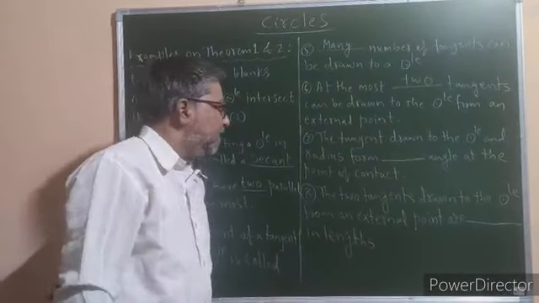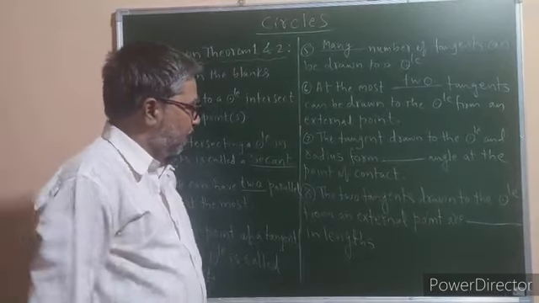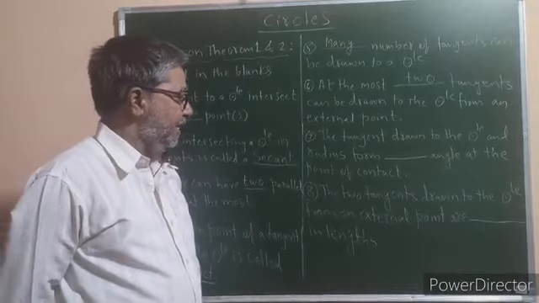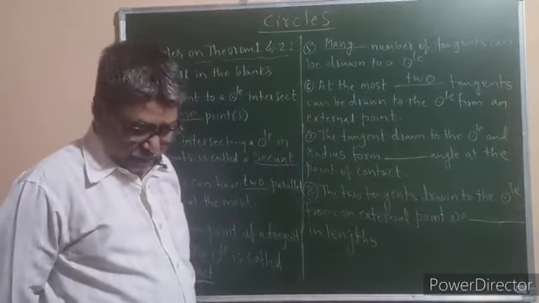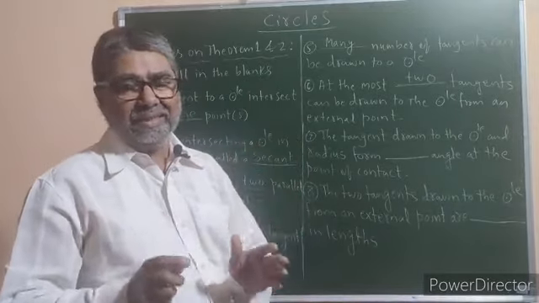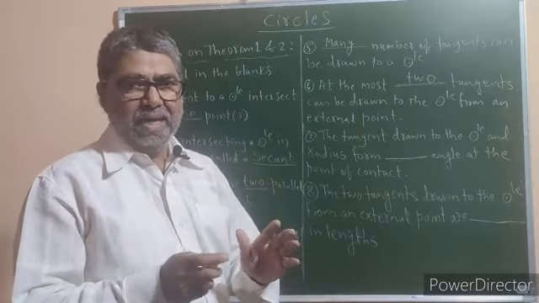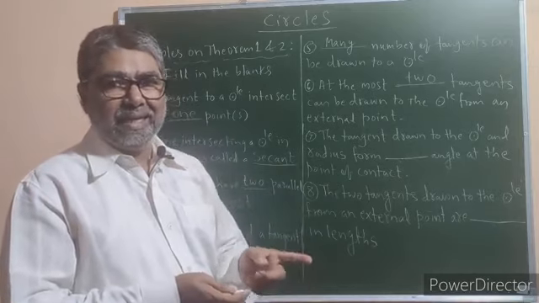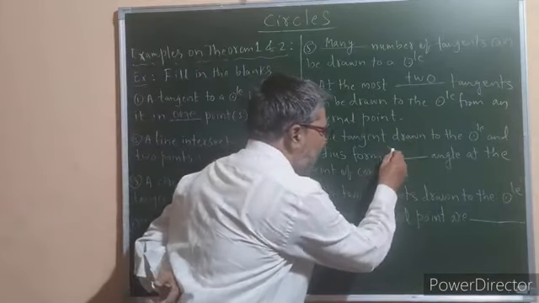The seventh one: the tangent drawn to the circle and the radius form dash angle at the point of contact. This is the statement of theorem number 1. The radius and tangent are perpendicular to one another, and at the point of contact they form a 90 degree angle, or in other words a right angle.